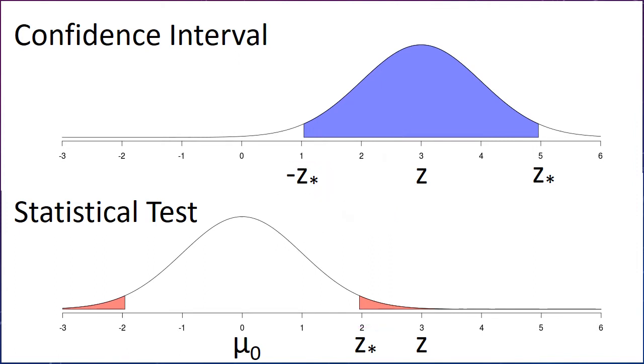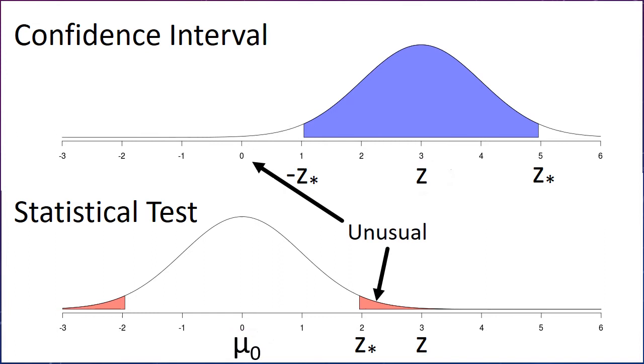Well, for the confidence interval, we centered the sampling distribution on the sample statistic and focused on the usual region. For the statistical test, on the other hand, we centered the sampling distribution on the null hypothesis value and focused on the unusual region. So the big question is, how can we capitalize on the similarities between the confidence interval and the statistical test to use confidence intervals as a shortcut for statistical tests?